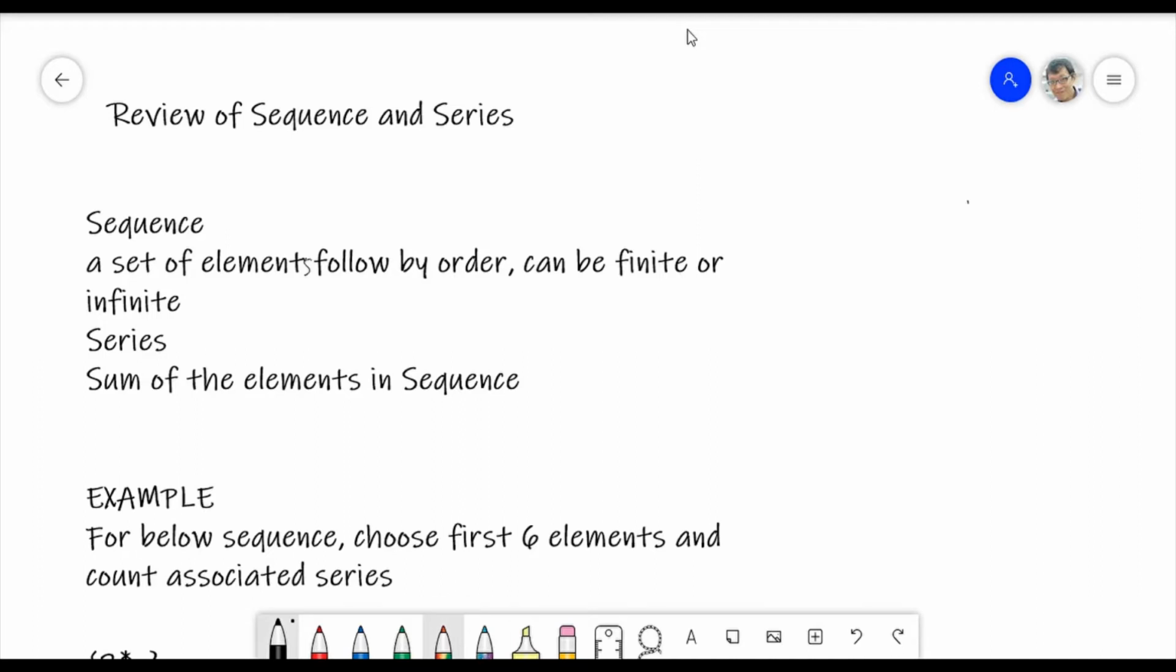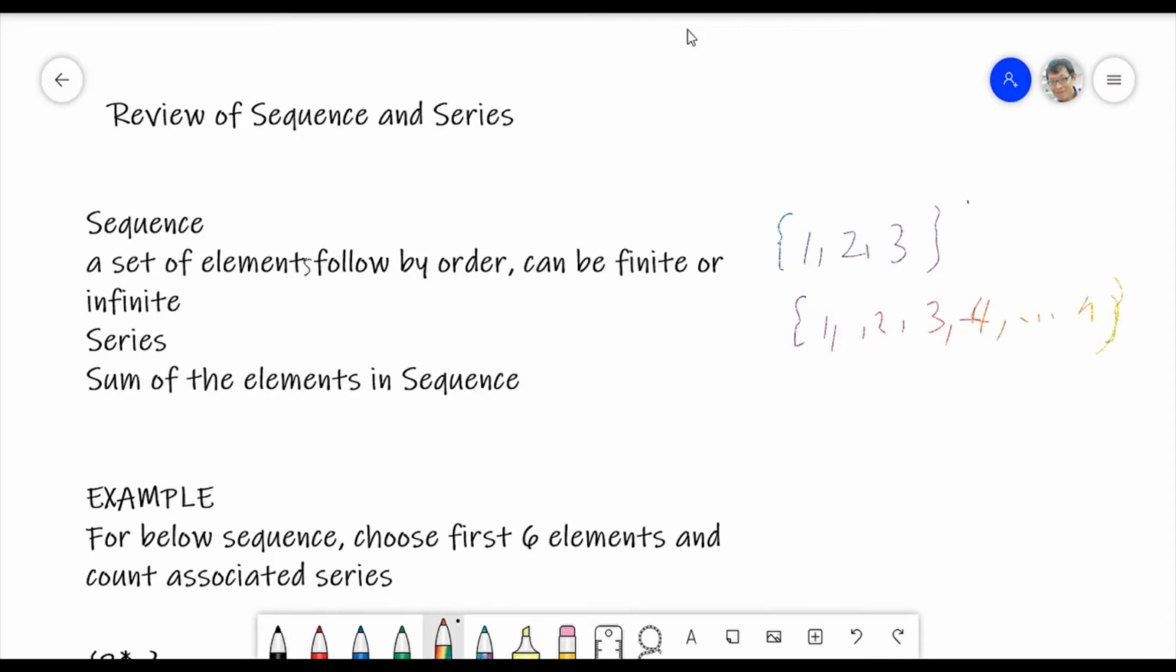So let me use an interesting pen. Maybe you will like it. So for the set, the first is 1, 2, 3. This is a finite set, right? And they are followed by order 1, 2, 3. So this is a sequence. And for the infinite, you can write 1, 2, 3, 4, etc. Sorry, it will be written this way. Okay, so this is a sequence.